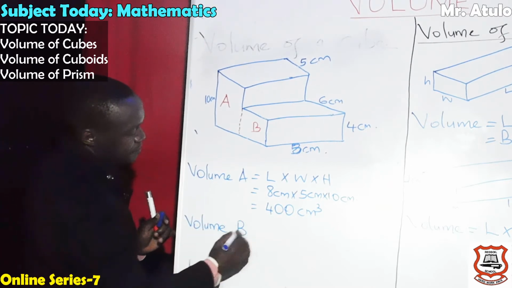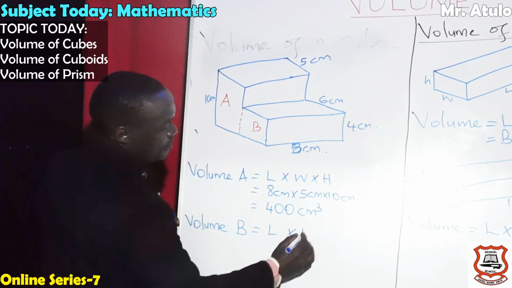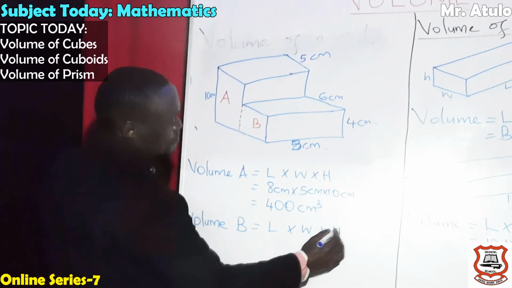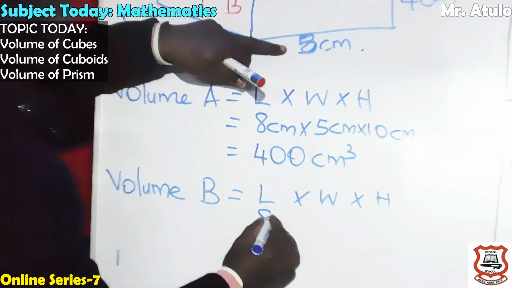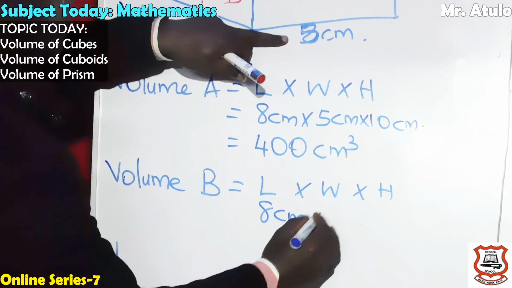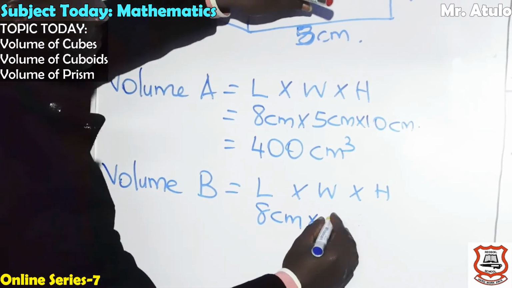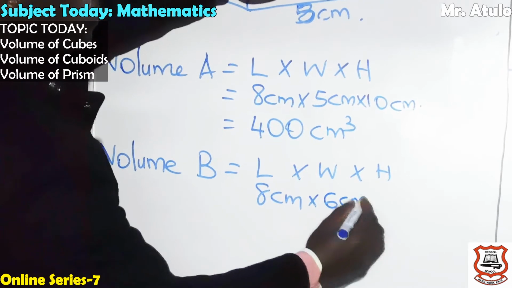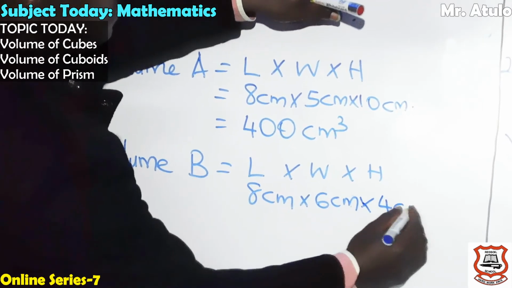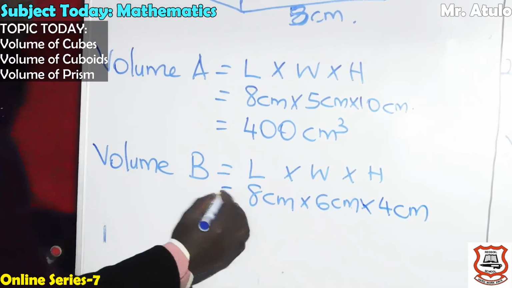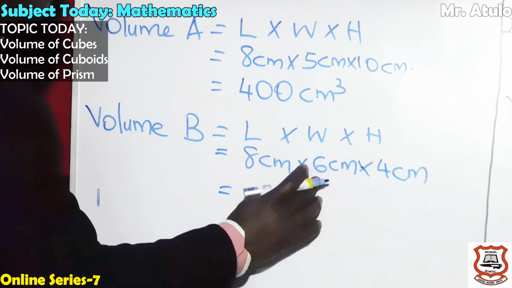Volume B. We check, do we have length? Do we have width? Do we have height? Yes, we have length, which is 8 centimeters, times the width, which is 6 centimeters, times the height, which is 4 centimeters. So the volume is going to be 8 times 6, which is 48.